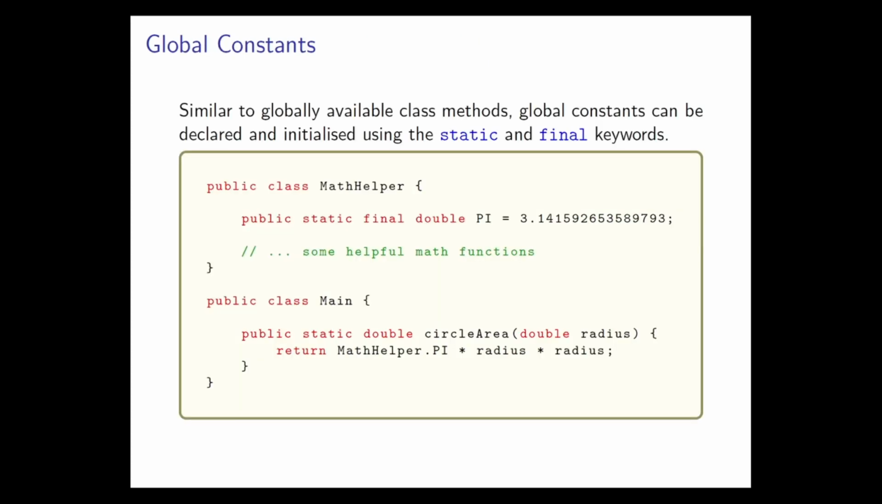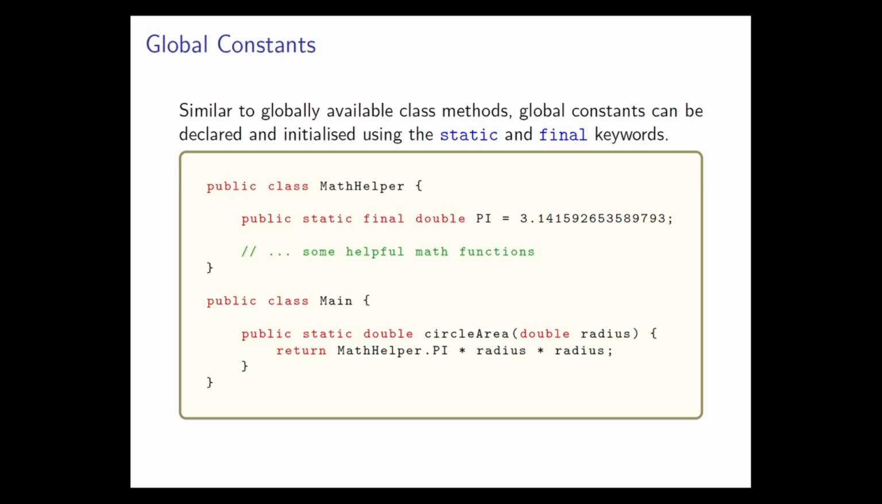So let's just see an example of that. So here's a classic example. We're going to have a class, we've called it MathHelper, and it's going to contain a public static final double pi, which we can then use in some other context using the class name as before. This is quite helpful because it saves us duplicating the digit stream of pi and having to remember how many decimal places we wanted, and so on, everywhere.